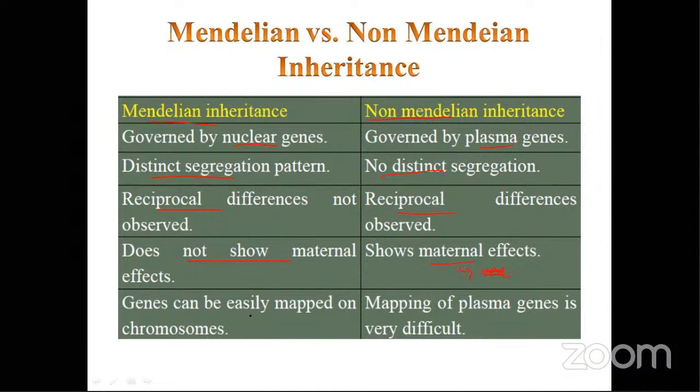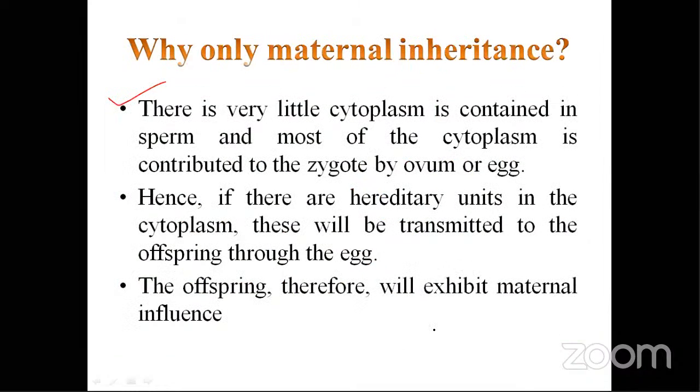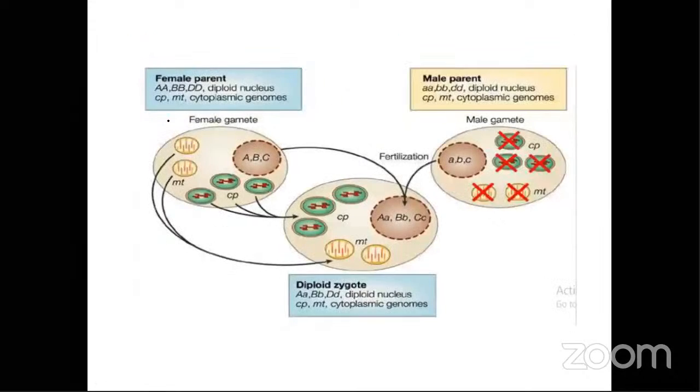Then, genes can be mapped on the chromosome easily. I told you they can be mapped to any particular linkage group, but here the mapping of genes is not possible. That is the difference between them. It is a generalized rule that your pollen or your male parent will not contribute any cytoplasm. In some cases there are some exceptions.